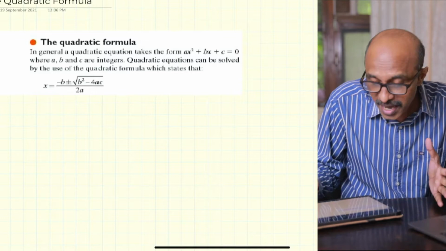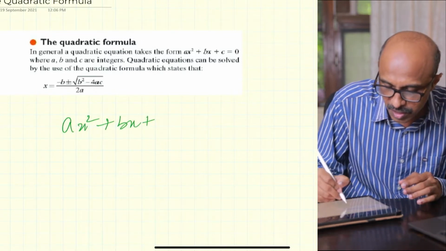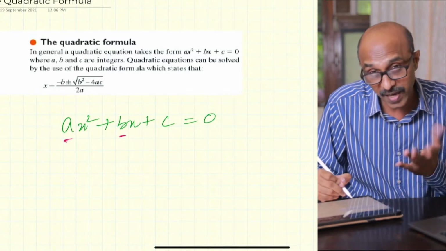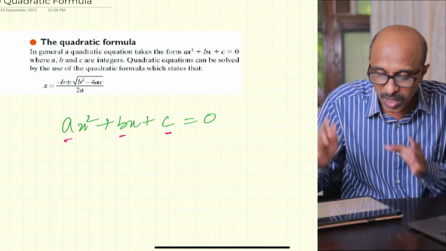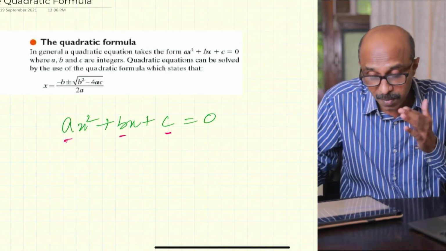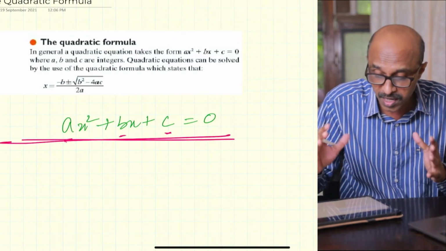The general form for any quadratic equation is given by ax squared plus bx plus c equals 0, where a is the coefficient of x squared, b is the coefficient of x, and c is the constant term. Once you've written the quadratic equation in this form, because sometimes in questions it might be jumbled up, you need to write it in the standard form. This is also called the standard form or the general form for any quadratic equation.